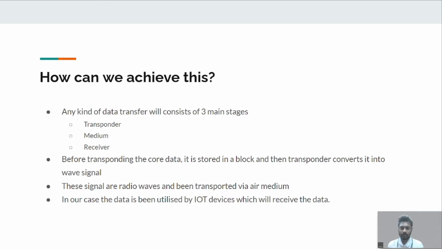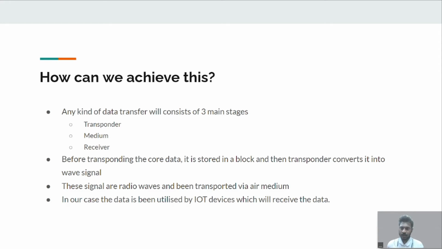So what exactly is a transponder? The transponder is something which converts the digital signal into an analog signal, or a wave signal. It can be called analog because it has crests and troughs.